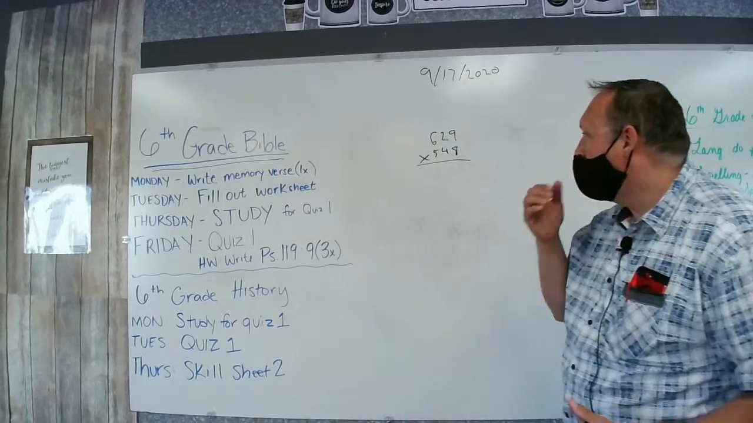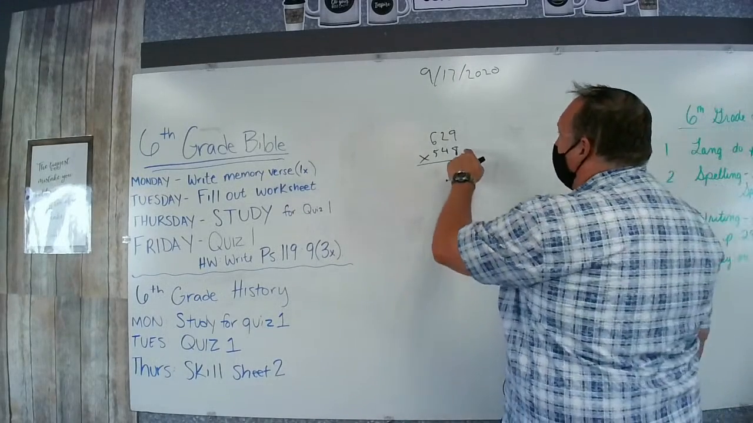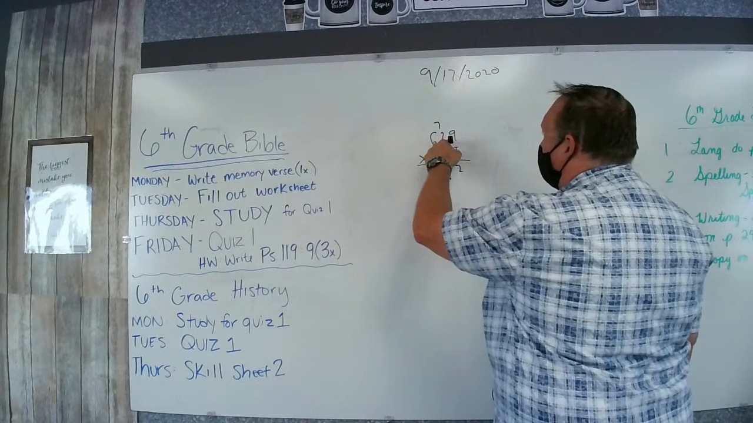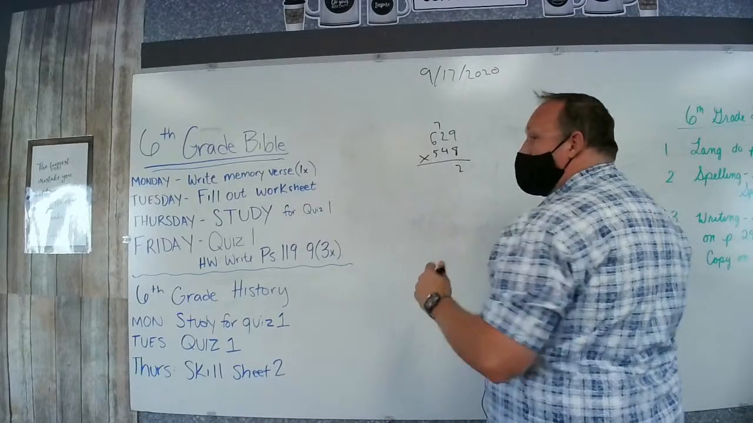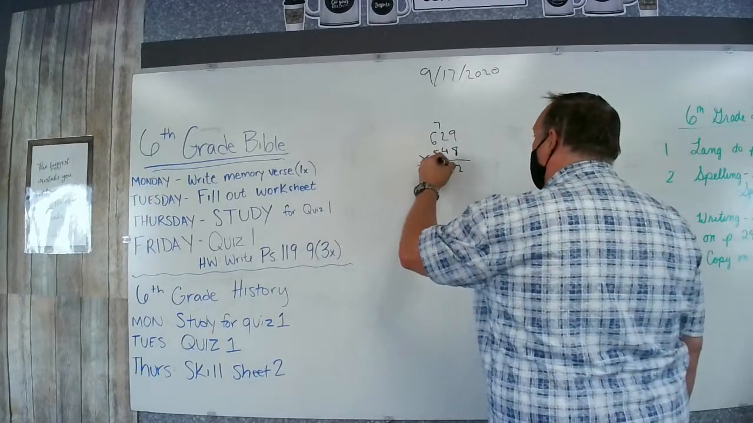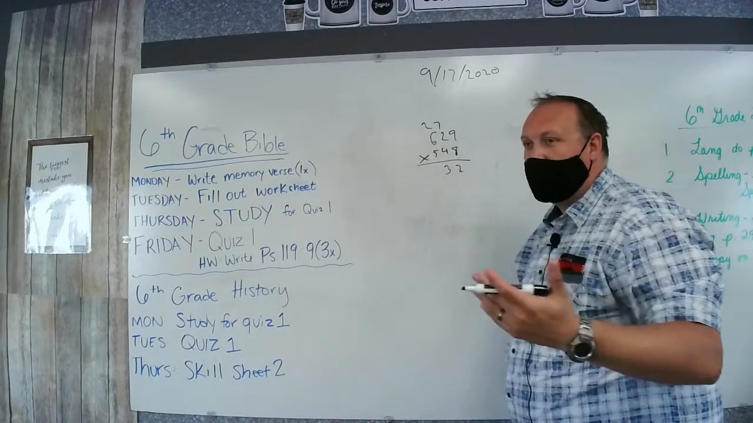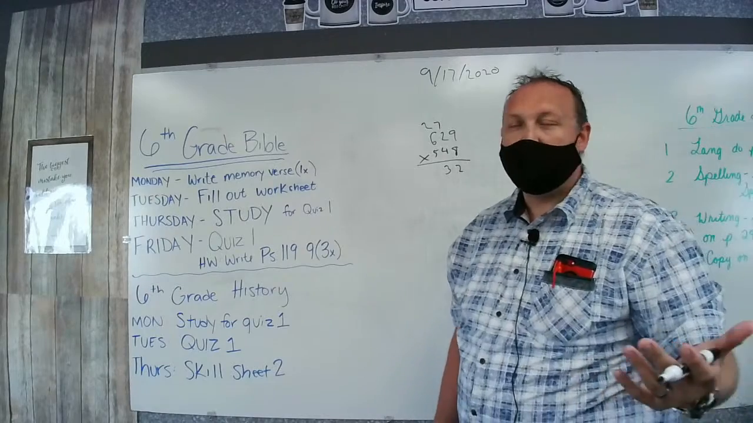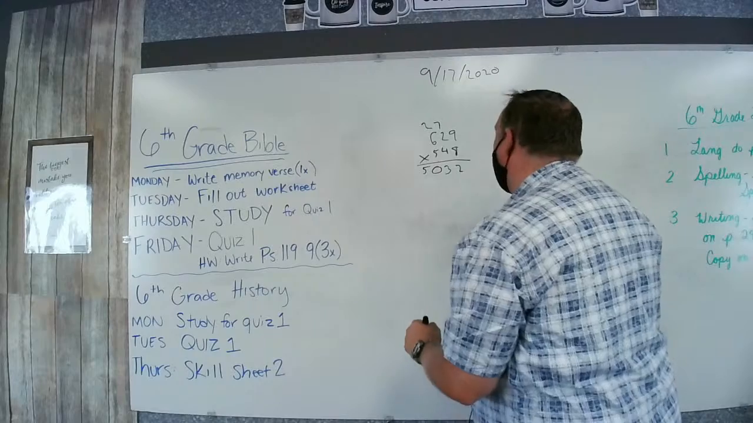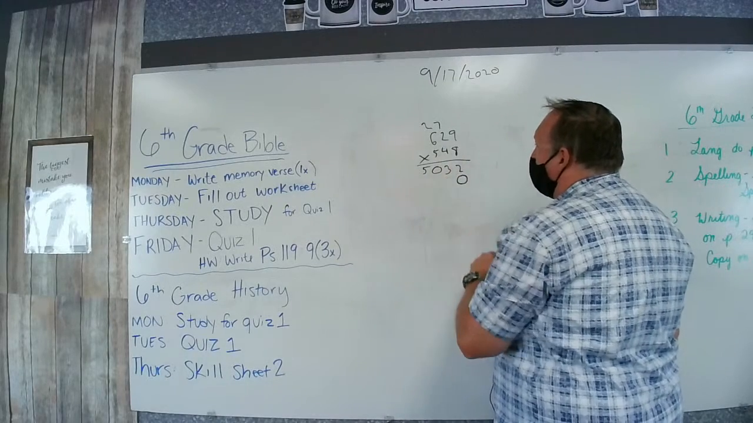And again, we're going to multiply like normal. 8 times 9 is 72, carry your 7. 8 times 2 is 16, plus 7, 23. 8 times 6 is 48, plus 2 is 50. Okay, we're done with our 8. We're going to put 1 0 right here.